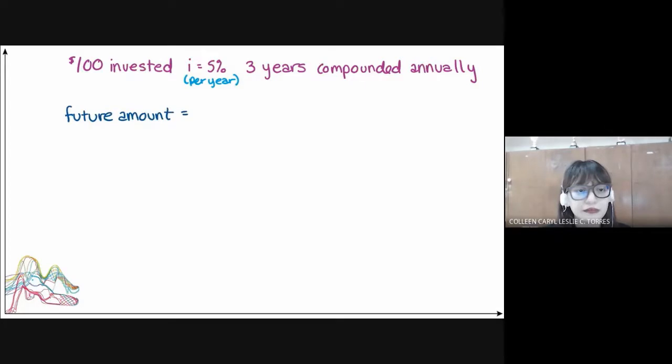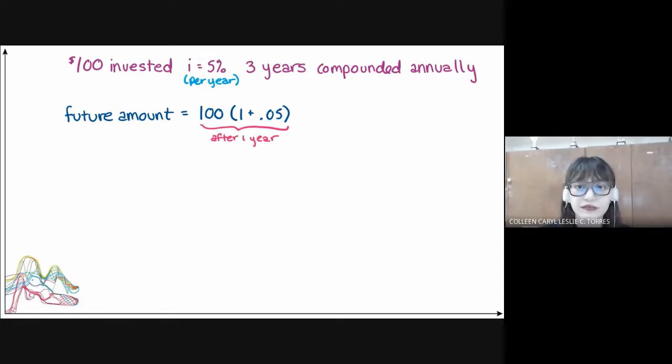So we can calculate the future amount by just applying the interest rate. And we'll notice that after 1 year, we'll have our original $100 times 1 plus the interest rate of 0.05, because after 1 year, we'll have our original $100, but then we'll also have the interest on that $100.